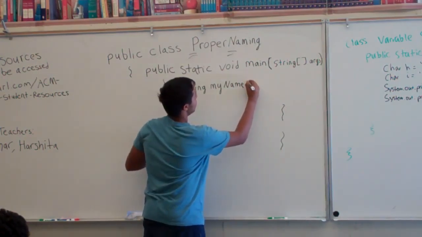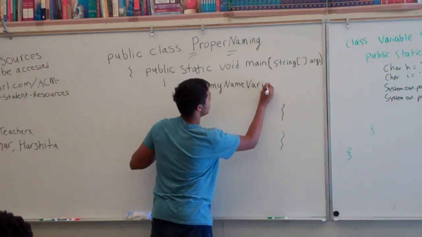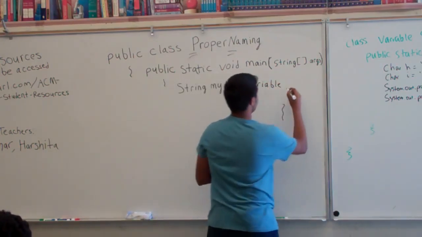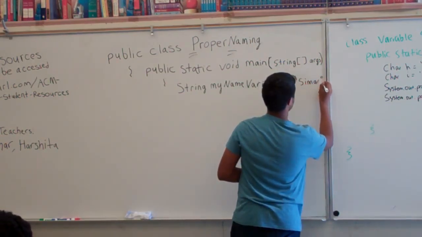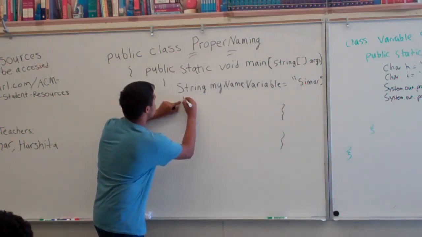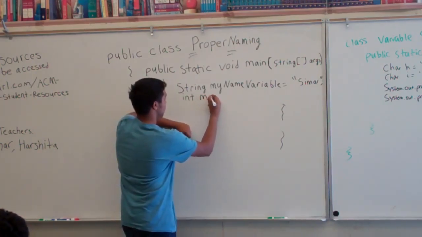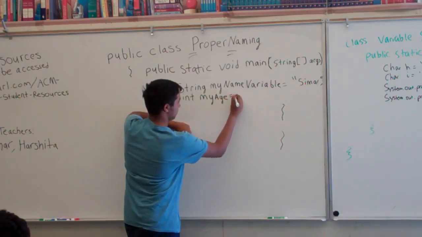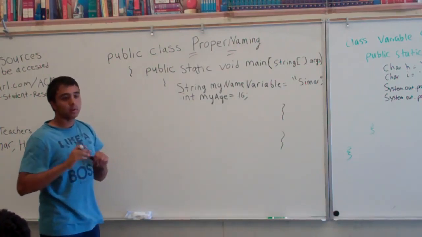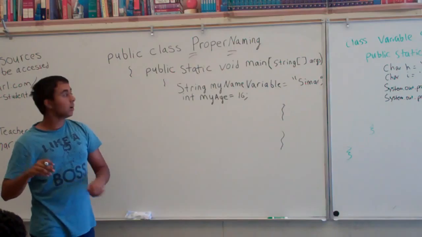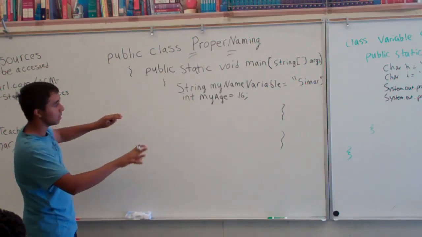So let's say I was going to write my name variable, right? So this would be the proper naming convention for a variable. And then I'm going to write string. Now, let's say if I wanted to write my age, again, it would be... let's go on. So now I want you guys to write something that encompasses everything we've taught so far.